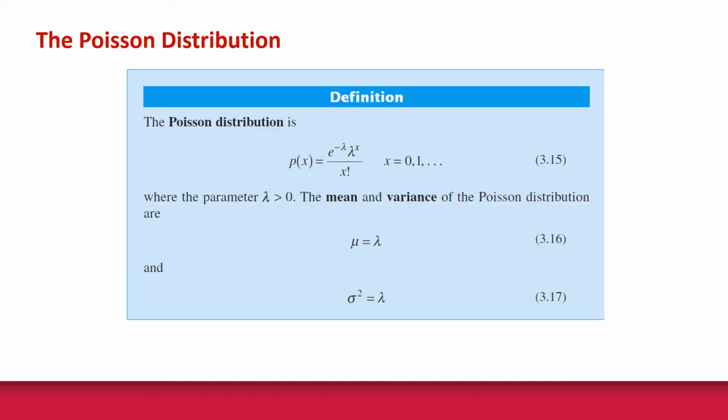Formally, the Poisson distribution is given by this formula, where the parameter lambda is greater than 0. The mean and variance of the Poisson distribution are as follows: the mean is equal to lambda, and the variance is equal to lambda.